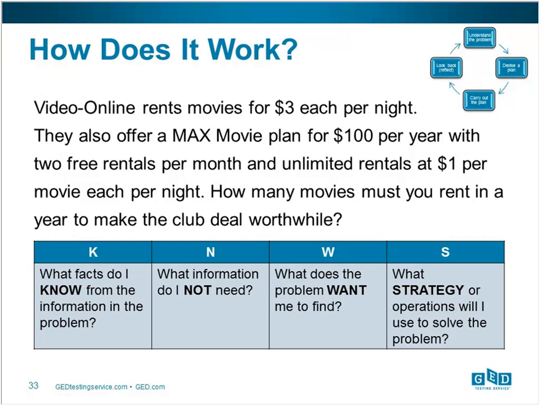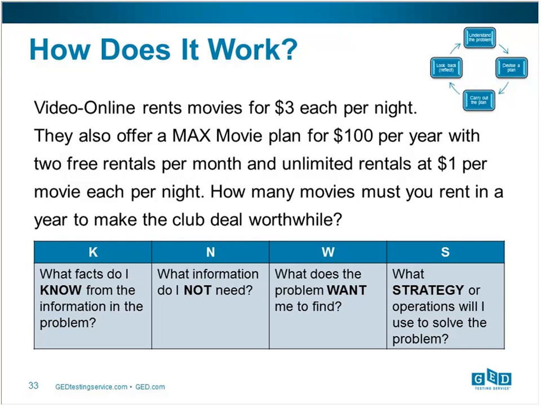So here we have our problem where we have this video online company and they rent movies. And for $3 every night, you can go get a new movie. But like all good companies that are out there, they've got a special plan. And so for $100 a year, you can get 2 free rentals each month. You can get an unlimited number of rentals at not $3, but $1 per movie, each per night.